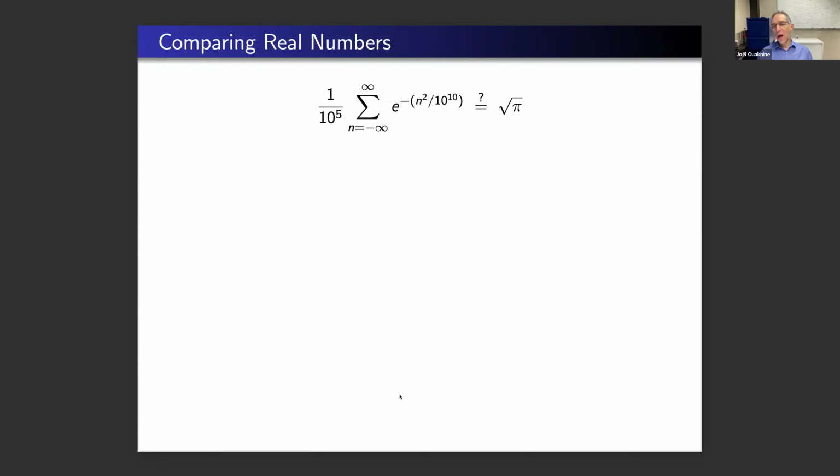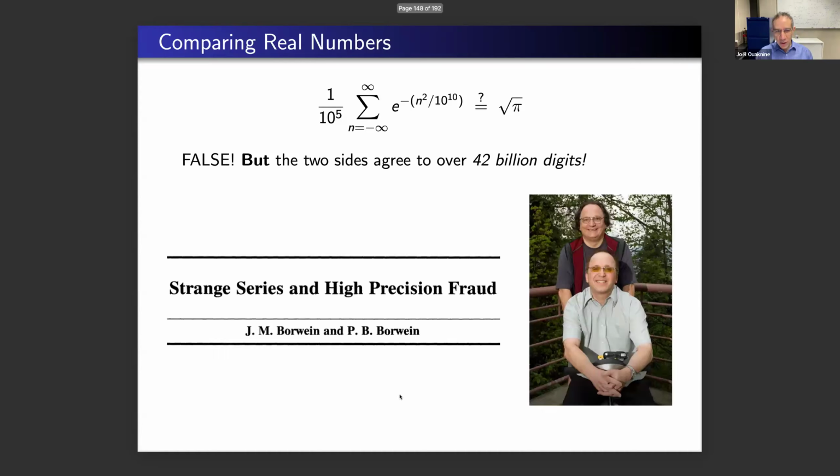So here's a question. I have a purported equality here. Maybe two sides are equal, maybe not. I'm asking, are these two sides equal? Well, it turns out they're not equal, but the two sides actually agree to over 42 billion digits. Okay. And now this is a very entertaining example taken from this paper by the Borwein brothers called Strange Series and High Precision Fraud. So this is what they call the high precision fraud. Okay, you're purporting to give a series for square root pi, and it takes a lot of computational power to exhibit the fraud. But the point here is that comparing real numbers is in general difficult.